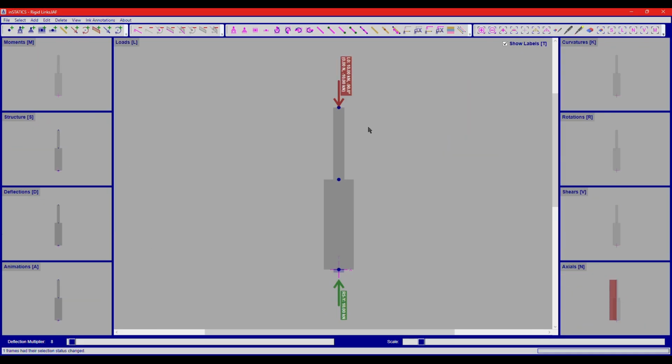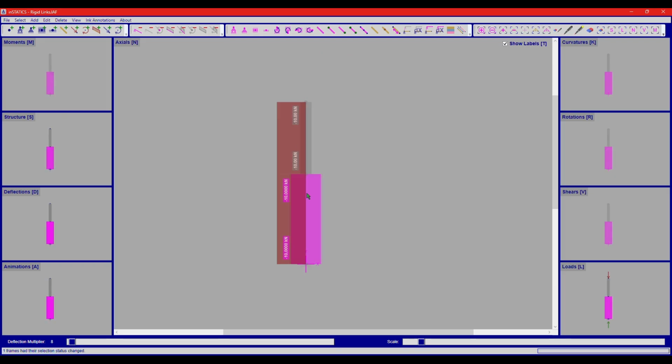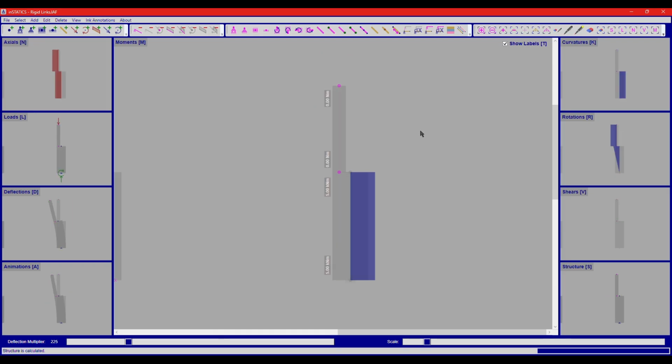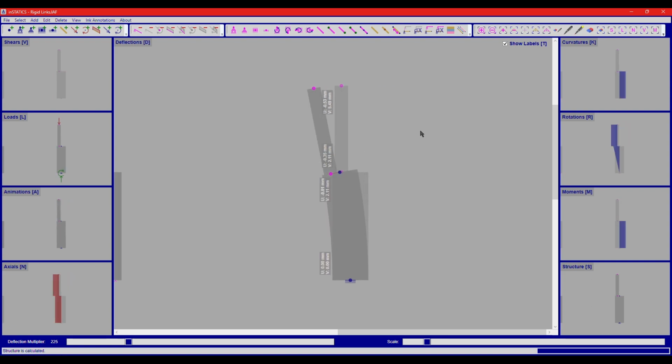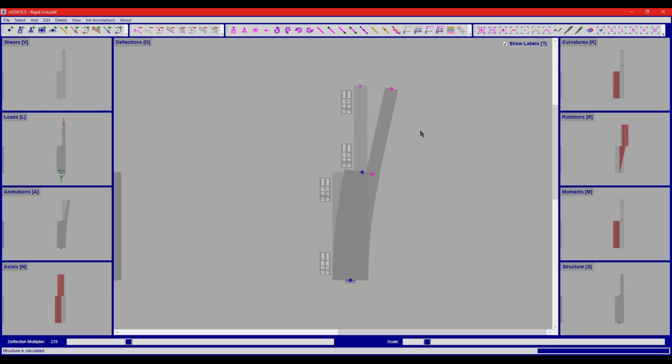Sometimes our columns may not be perfectly aligned vertically. Normally, this would lead to eccentricity and additional moments in the bottom column. However, we cannot simulate this behavior without rigid links either.